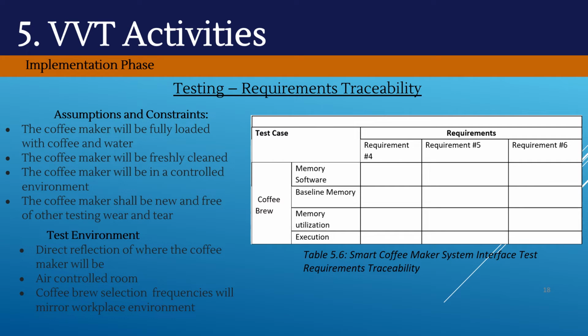There are some assumptions and constraints, such as the coffee maker will be freshly clean, or the coffee maker shall be new and free of other testing and wear. Provided is the example of a test traceability, such as brew coffee, the memory software, baseline memory, memory utilization, and execution. We can test out multiple requirements, and we can document if any of them meets the test case.